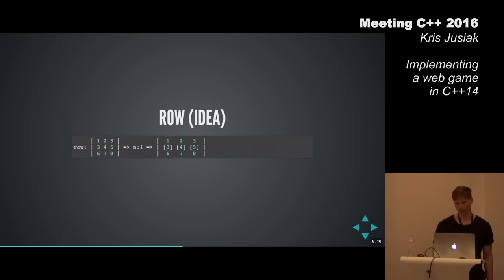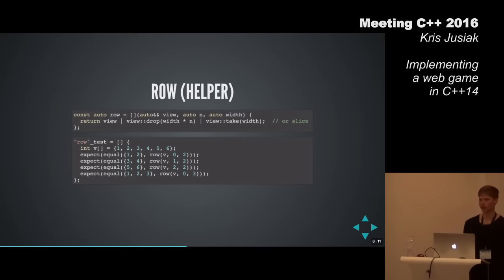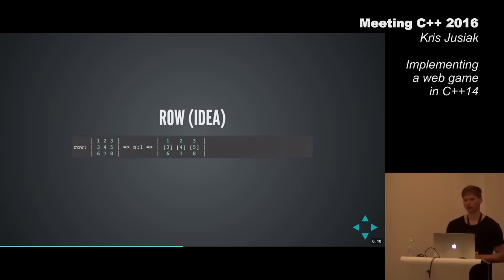How can it be done with ranges? It's not a lot of magic here. So we have a view. After that, we just take the row number which we would like to take, and we need to know how many elements we have. As I said before, we just use the pipeline operator. We drop elements, and after that take. So in that case, if I go back, we'll just drop the first three and take the next three.